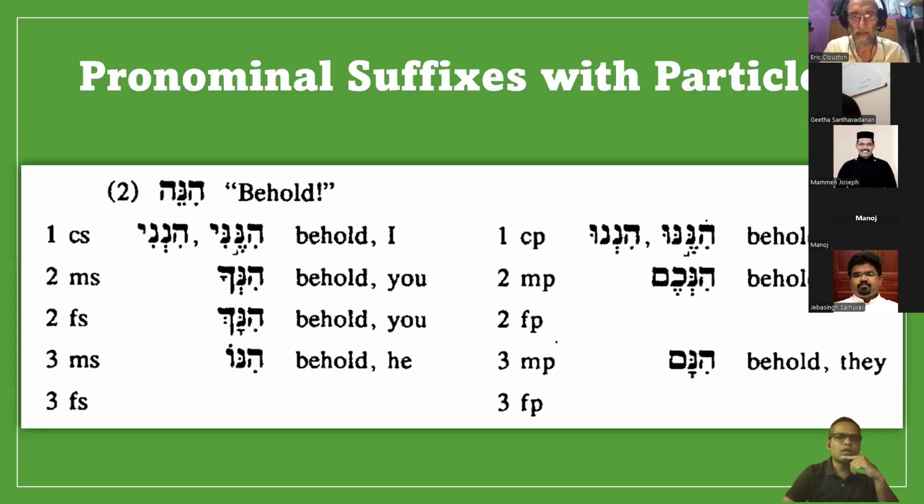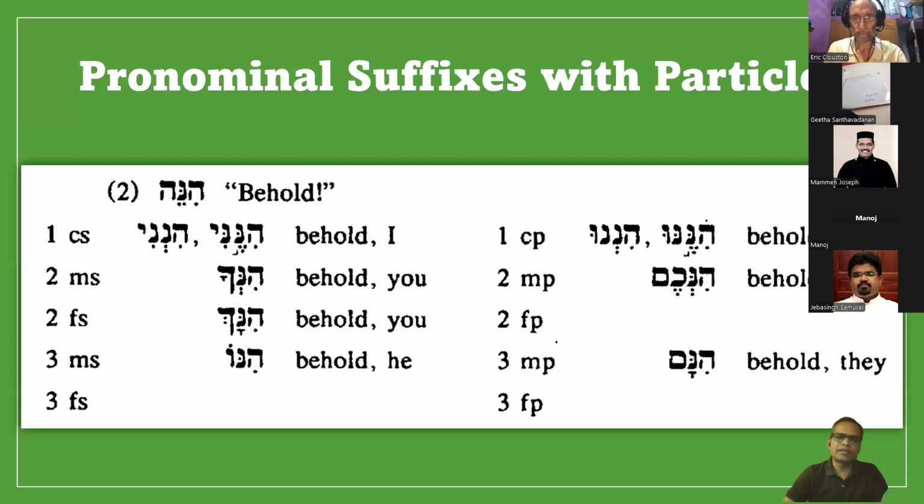Now, hinne, while receiving the pronominal suffixes, will have some internal changes. These are all irregular forms. There are no explanations why these irregular forms take place. The only thing is we should be in a position to grasp and understand. First common singular, it is not hinne, but it becomes hinneni, or hinni. So by looking at this, you should know that it is hinne with a pronominal suffix, meaning behold I.